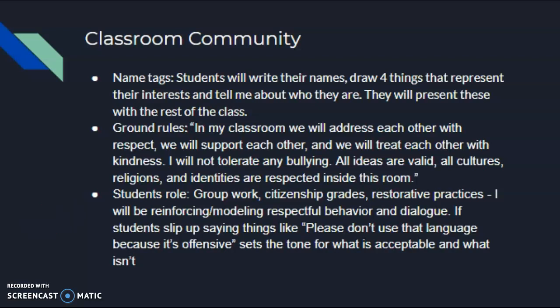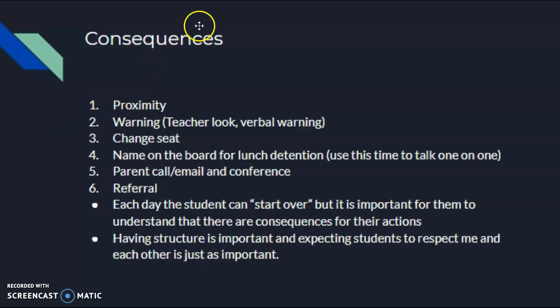All right, moving forward to consequences. So I broke it down into a couple of easy steps. So proximity would be the first means of engagement. So if I notice that there's a lot of chatting in one particular side of the room, just getting closer usually diffuses the situation because they're like, oh, I got the teacher's attention, which I didn't really want. Second would be a warning.